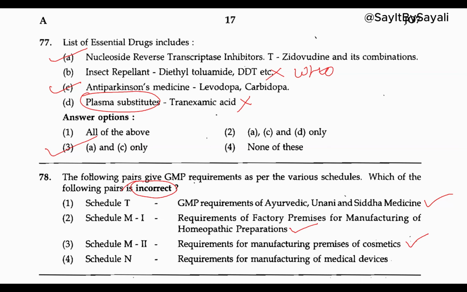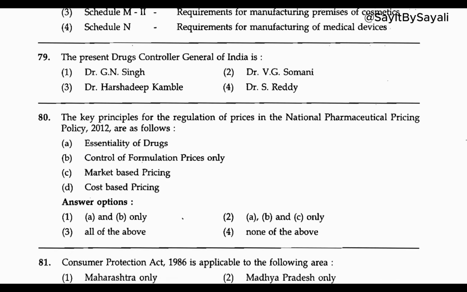And Schedule N, requirement of manufacturing of medical devices, which is wrong, because Schedule N specifies the list of minimum equipment for the efficient running of a pharmacy, not requirements of manufacturing of medical devices. Clear? Now, question number 79.